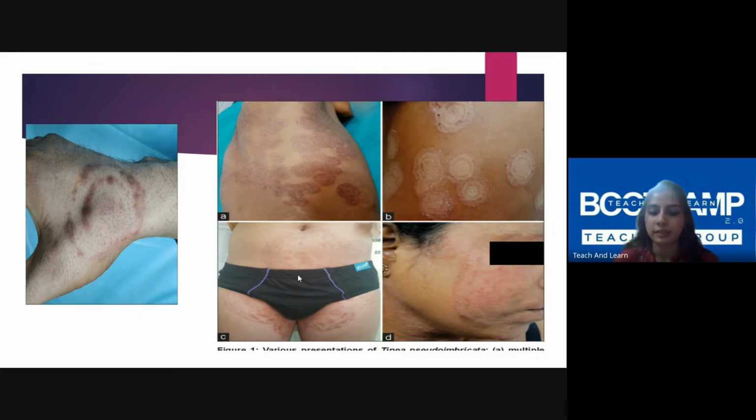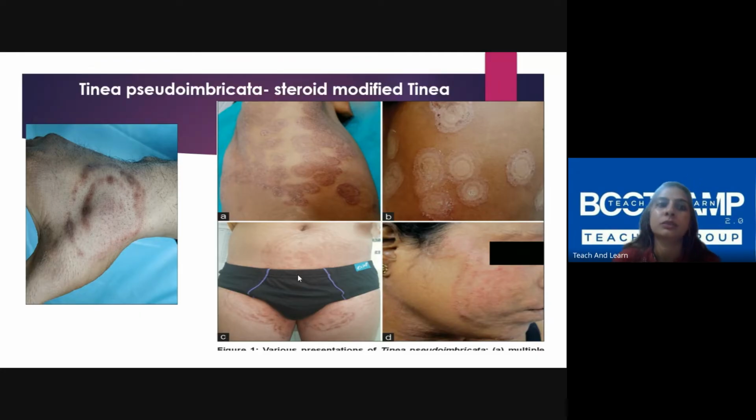So what we call this is Tinea pseudoimbricata. That is steroid modified tinea. Because of the use of steroid, there is a central clearing. Because a patient's immunity has been suppressed in the area in which they have applied the steroid, the fungus spreads multidirectionally, towards the periphery, and gives the ring-shaped appearance.